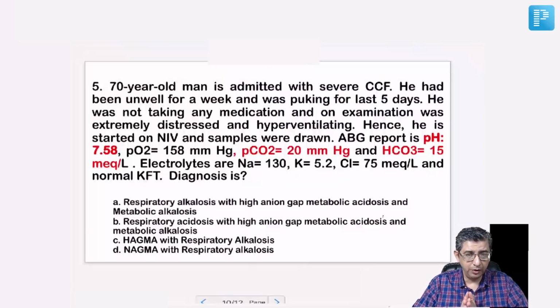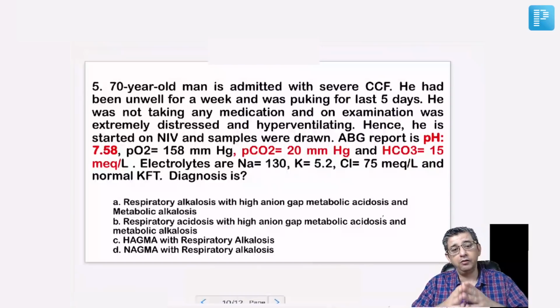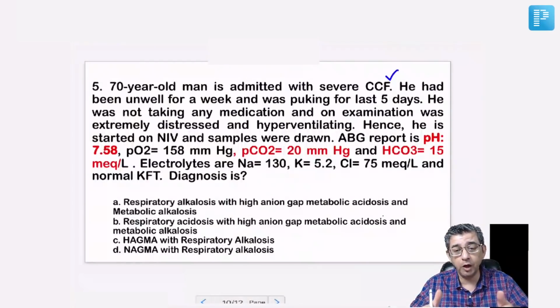The question talks about a 70-year-old man. You can put on the timer on your mobile if you want. We have a 70-year-old man who's admitted with severe congestive cardiac failure. So you very well know that there can be perfusion issues in the patient. When you're reading an ABG question, it is important that you start getting the clinical information, because if there's congestive heart failure, kidney blood supply can definitely be compromised.